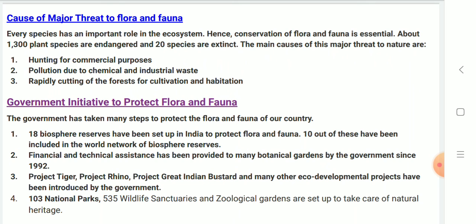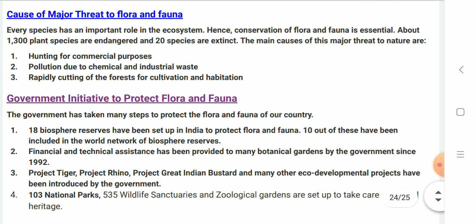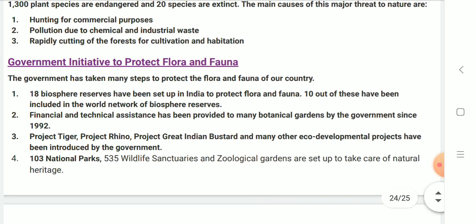The government has undertaken various initiatives to protect the flora and fauna. It has set up numerous biosphere reserves and has also extended assistance to many botanical gardens since 1992. Project Tiger, Project Rhino, Project Great Indian Bustard, and many other eco-developmental projects have been introduced. Numerous national parks, wildlife sanctuaries, and zoological gardens are set up to take care of the natural heritage.